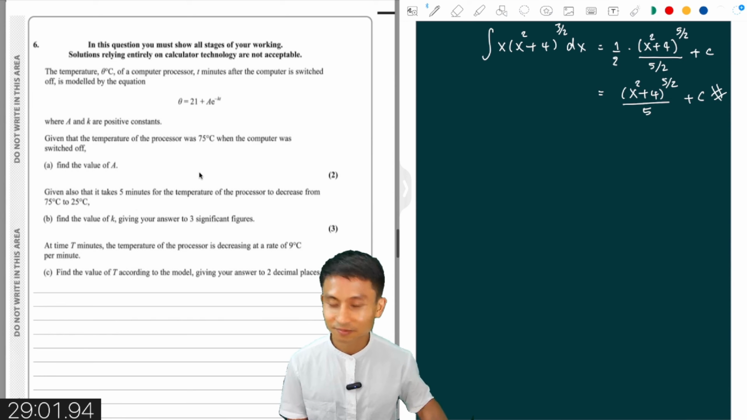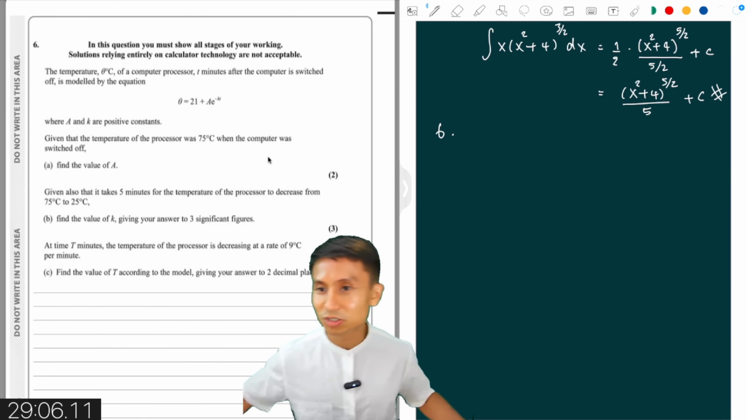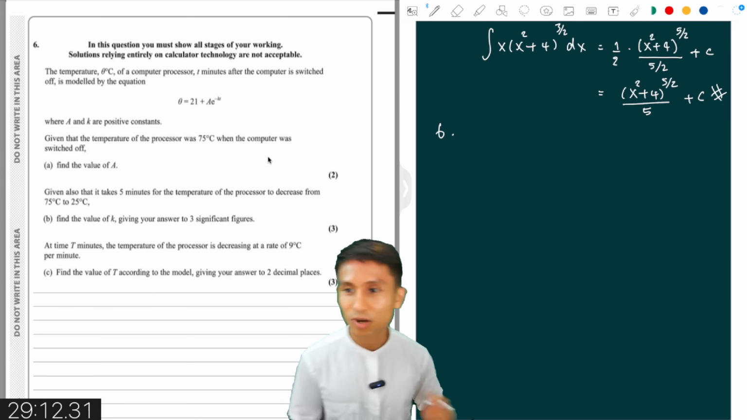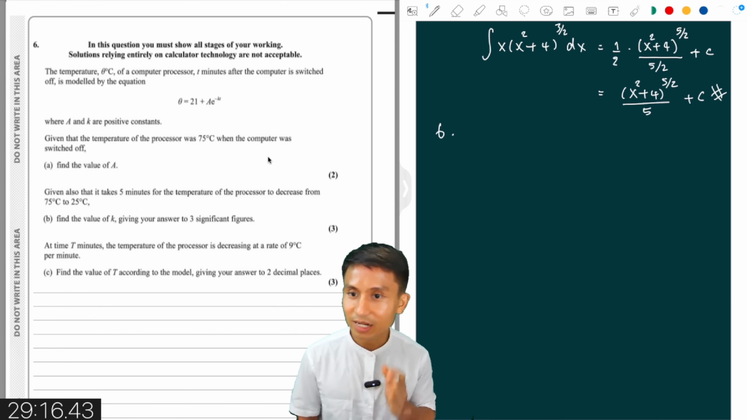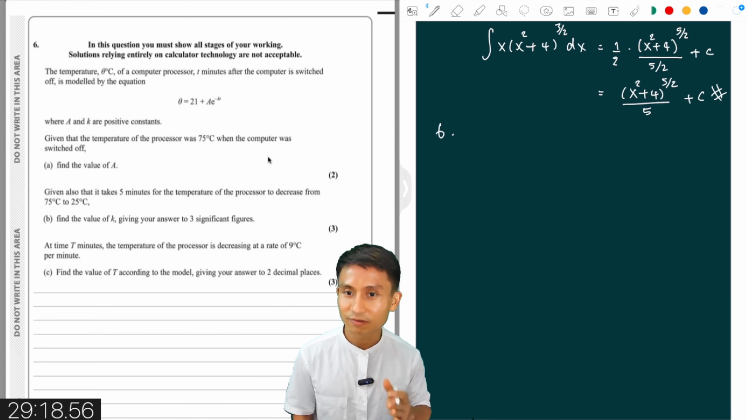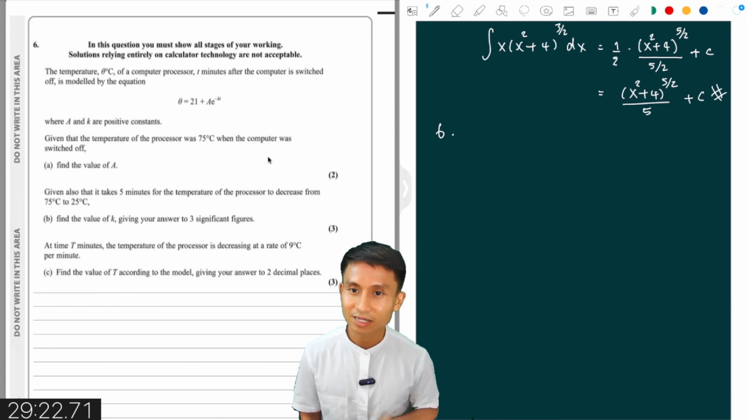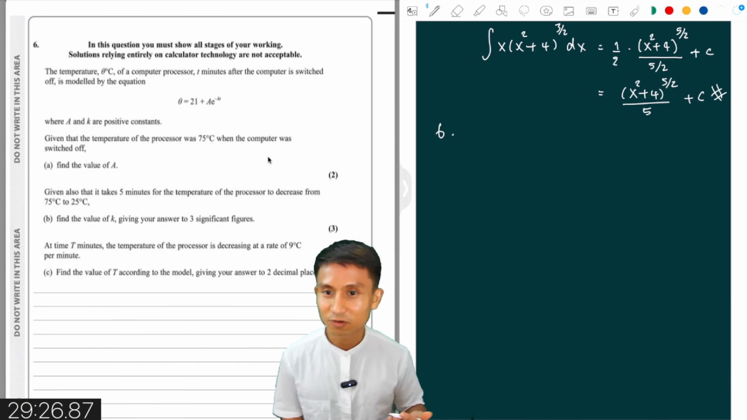Number 6. The temperature theta in Celsius of a computer processor t minutes after the computer is switched off is modeled by the equation, where a and k are positive constants. Given that the temperature of the processor was 75 degrees when the computer was switched off, so that is basically t equals 0, find the value of a.